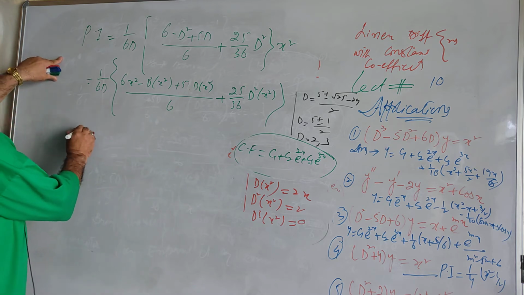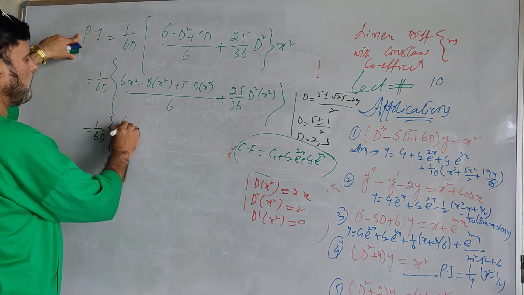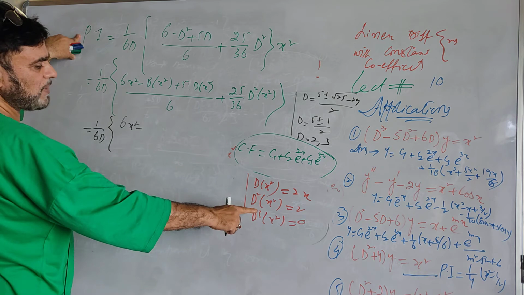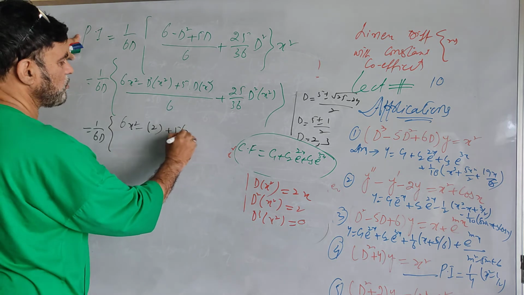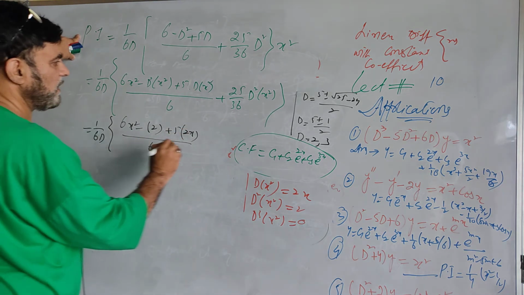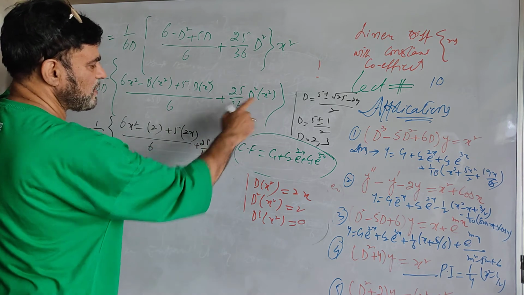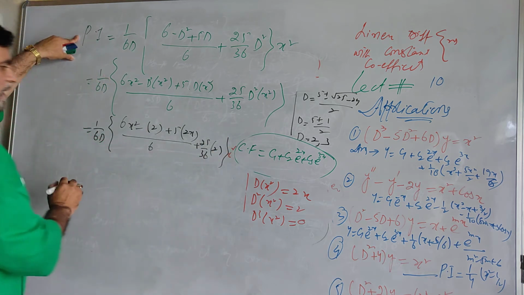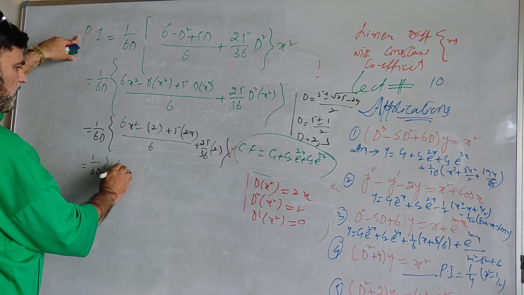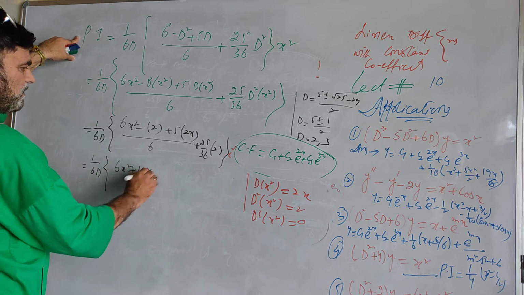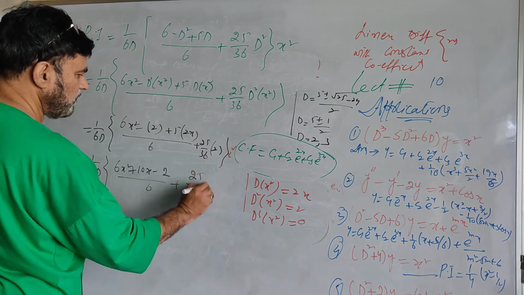Just look, it is 1 by 6D, it is 6x square minus D2 of x square, which means simply 2, plus 5 D of x square, which means 2x, by 6. Here plus 25 by 36, what is D2 of x square? D of x square means 2x, D2 means 2. So what you get? It is 1 by 6D, it is 6x square plus 10x minus 2 by 6 plus 25 by 18.